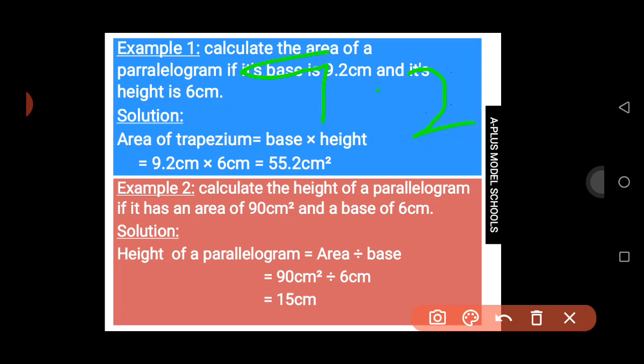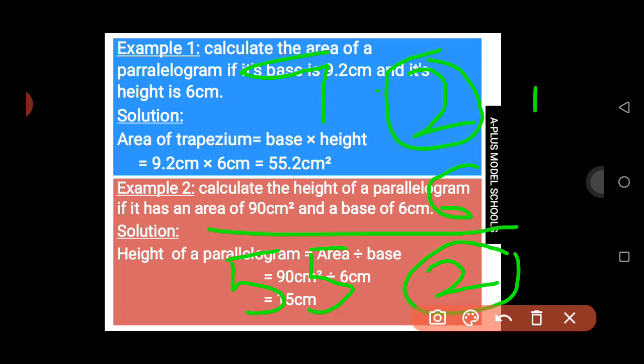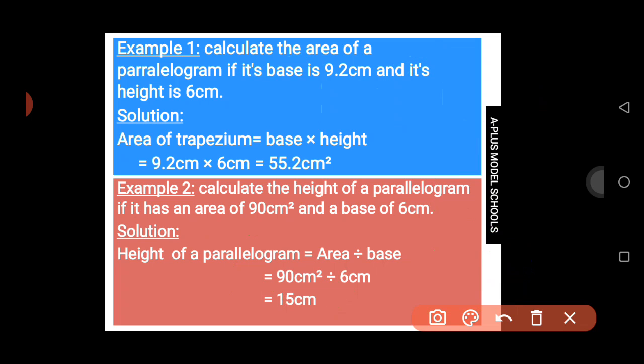9.2 multiplied by 6. 6 times 2, that is 12. Keep 1. 6 times 9, that is 54. 54 plus 1, that is 55. Then we have one number after the point. So come back to your answer here and count one number, then put your point. So that is 55.2. So my answer will be 55.2 centimeter square.